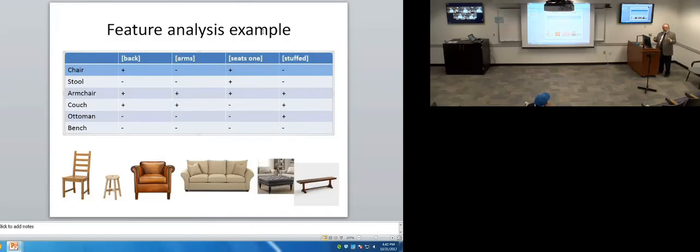If there are any 2 rows that are the same, like before when we didn't have stuffed, the ottoman and bench were the same, all minuses, then that tells you you're not done. So that's how you do it, and in this case we've done 6 words with 4 features. That's good. 3 would be better, but 4 is good. Why?